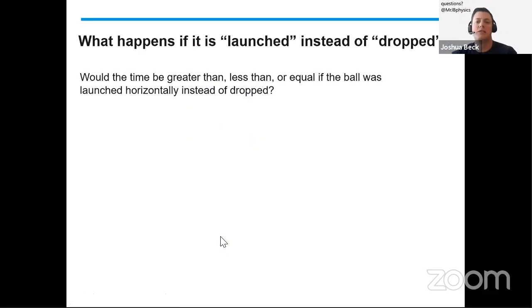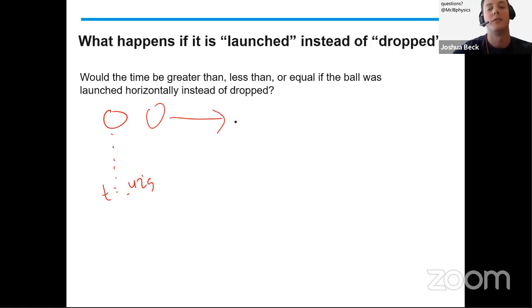So what happens if this is launched instead of dropped? The word dropped usually means it's just let go, so it just falls straight down. If something's launched or thrown, then it's going to be more of a projectile scenario where it's going to have some horizontal velocity. All right, so would the time be greater than, less than, or equal if this was launched horizontally? We've got the one that's going to drop like this, and we know that time equals 0.42 seconds. And then we're going to take one and launch it here. What's the time going to be?